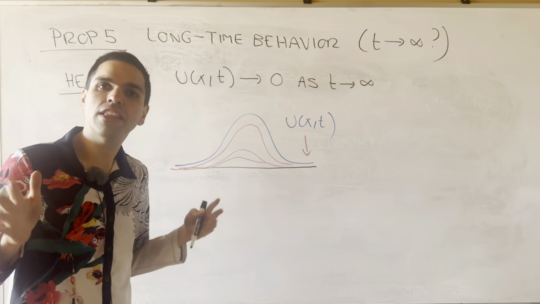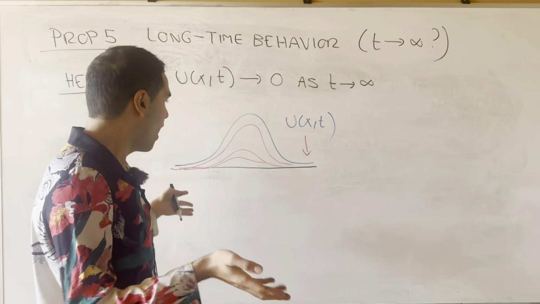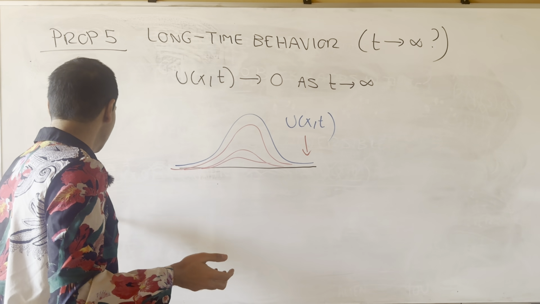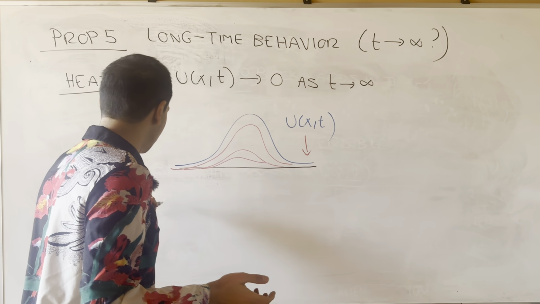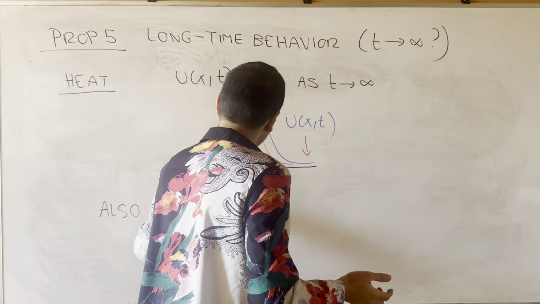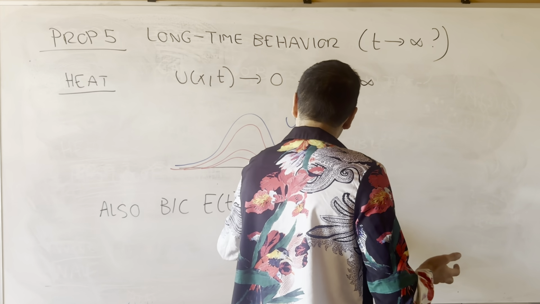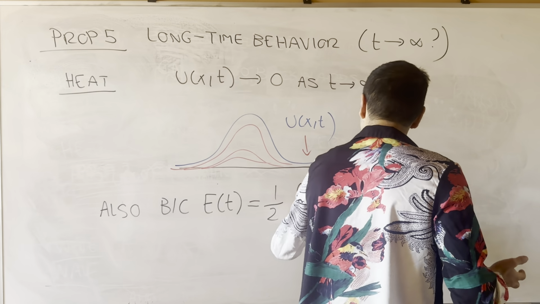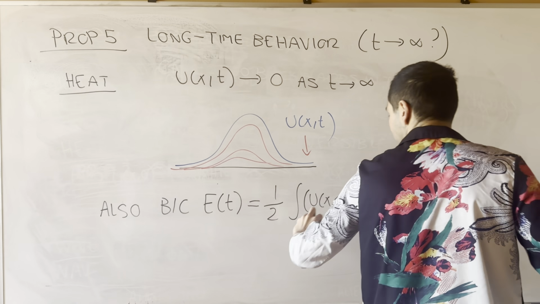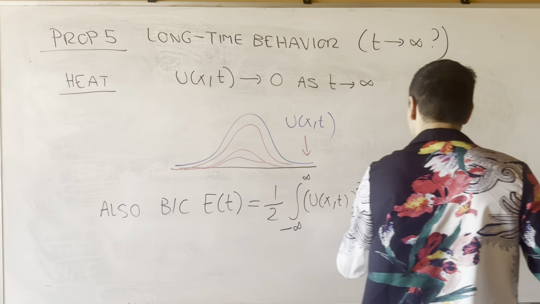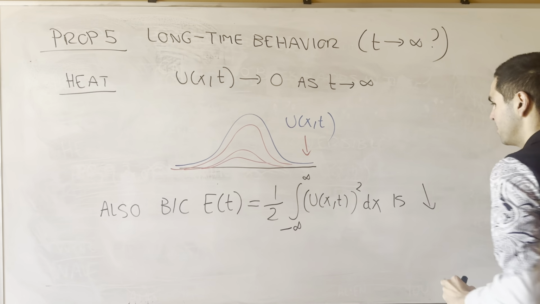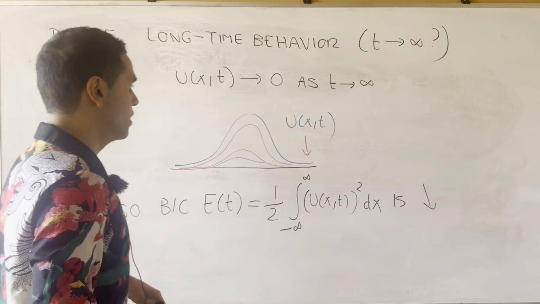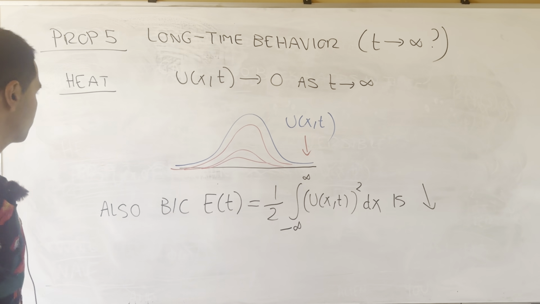And by the way, now that we've done energy methods, an indication why this is true is also because the energy is decaying. Because E of t, remember, is 1/2 the integral of u of x,t squared dx, let's say from minus infinity to infinity, is decreasing. So not a proof, but at least an indication that you might go to 0.